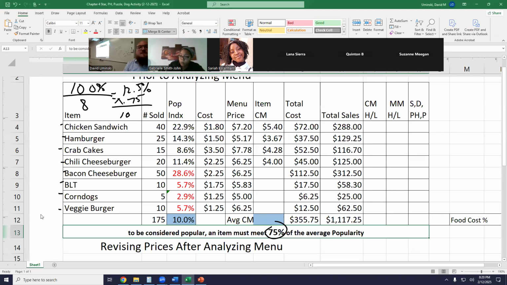Where did I get that? Oh, there's 8 items on our menu. So if you wanna make a note on this, that is number 11 on your notes page. You wanna divide 100 by the number of items on the menu. And then we multiply by the factor that's provided. Okay?